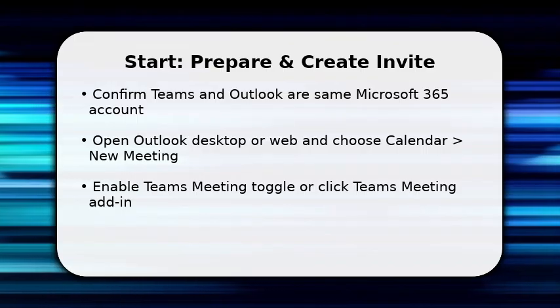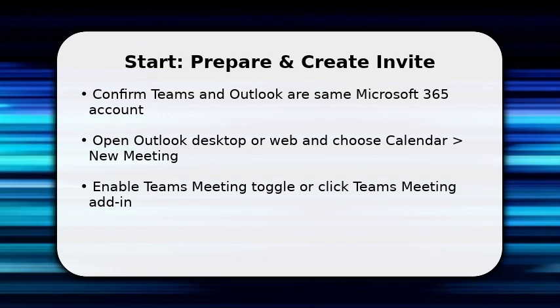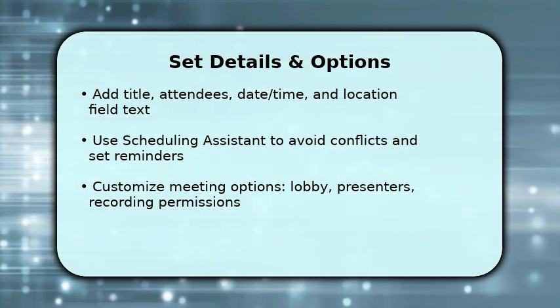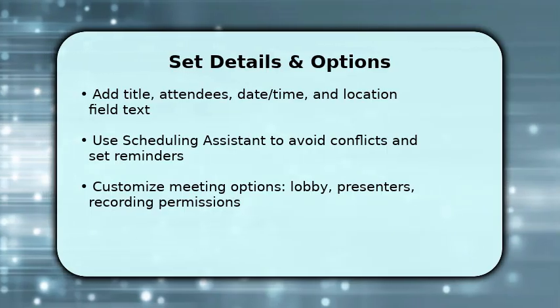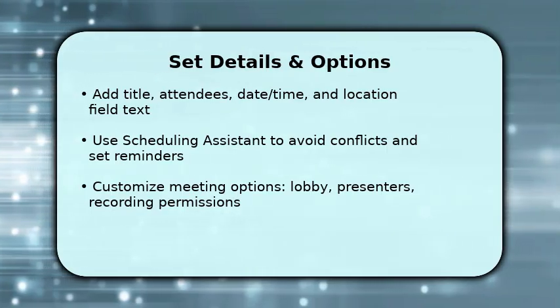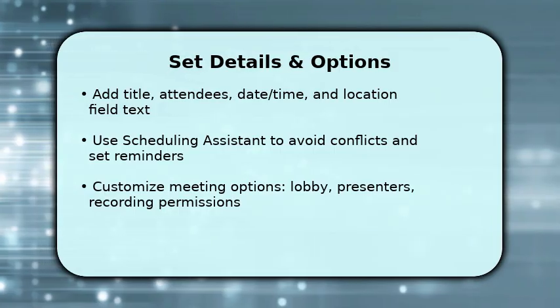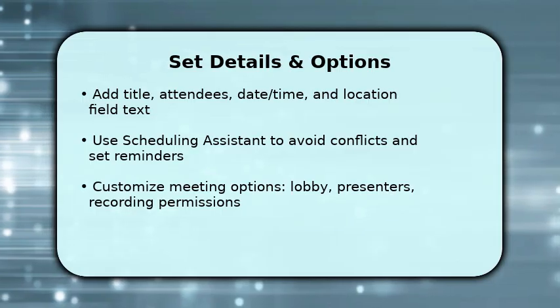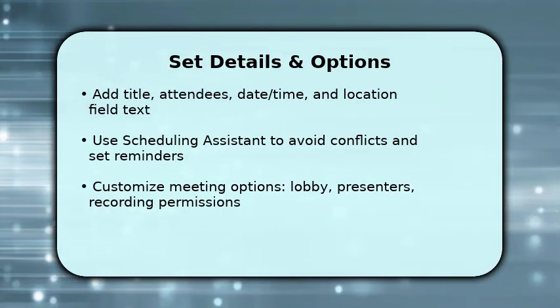Make sure to add a clear title and at least one attendee so Outlook processes the Teams link and creates the online meeting entry. Now you'll fill in the essential details: title, attendees, date and time, and add a helpful location note like Teams link or physical room. Use Scheduling Assistant to find a conflict-free slot. It shows availability and simplifies rescheduling.